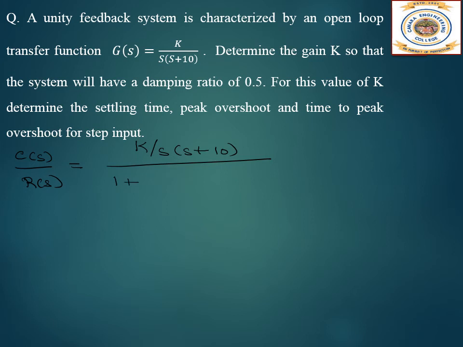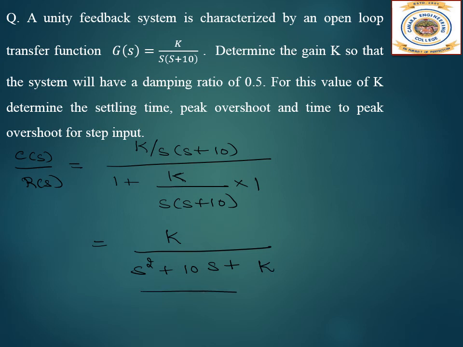So 1 plus again k. This is G of s, k divided by s into s plus 10, and H of s is 1. So after simplification you get k divided by s square plus 10s plus k. This is the closed loop transfer function. Next step, comparing. By now everybody is aware what you're supposed to do.